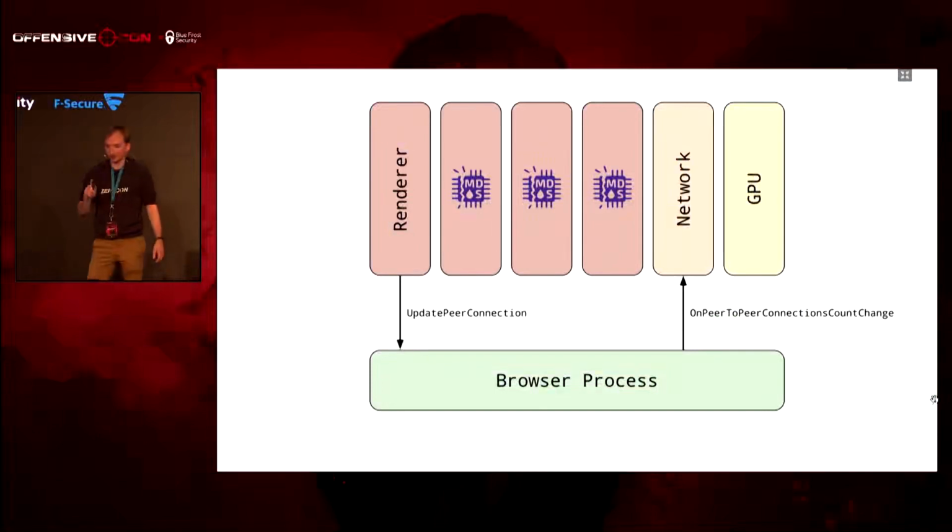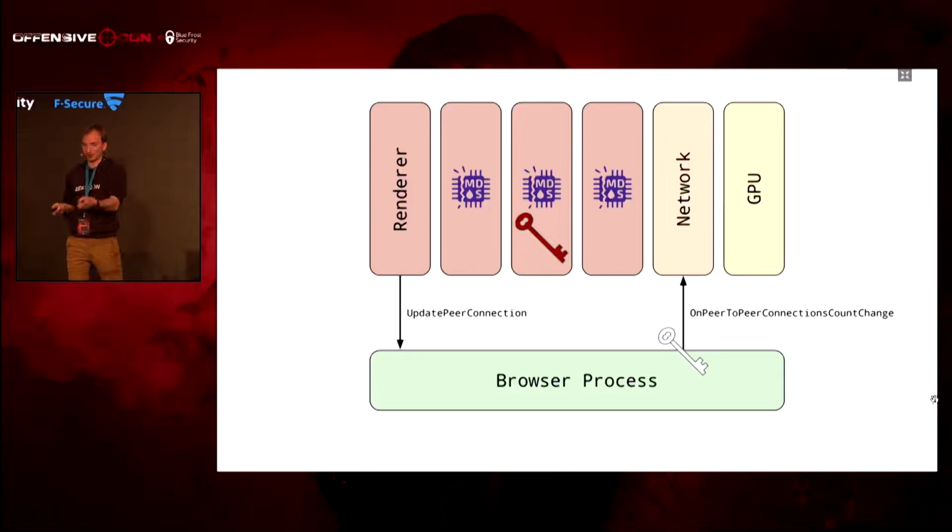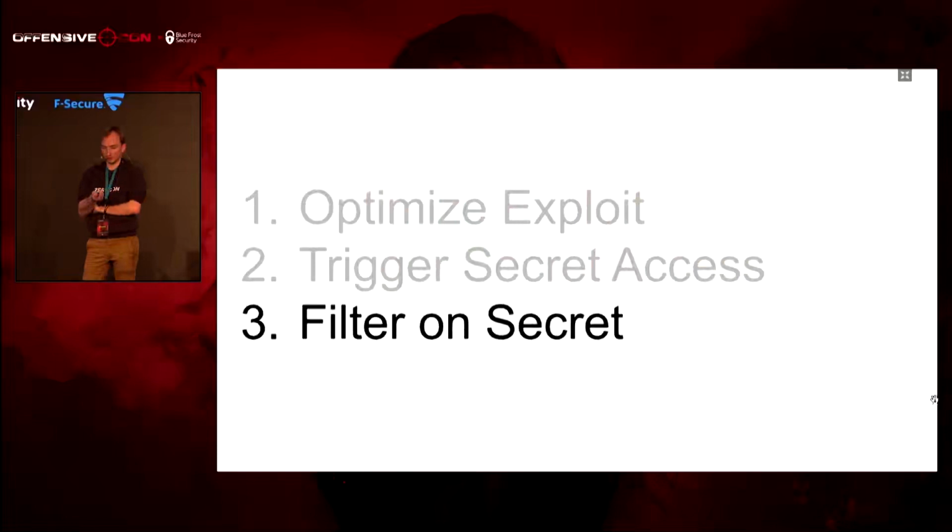Anyway. On every one of these, the browser will use some secret from one of the other renderers, and we rerun the MDS attack, like rerun the RIDL exploit, and at some point we should be able to leak it from the other process and then use it to inject messages.